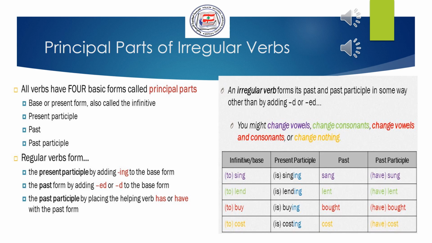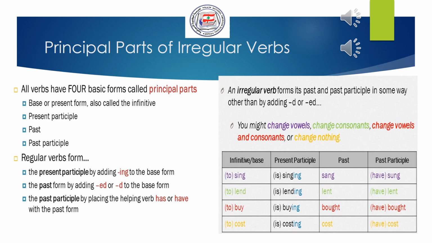And now let's see together how the past and the past participle are formed for the irregular verbs. An irregular verb forms its past and its past participle in some way other than by adding d or ed. You might change vowels, change consonants, change vowels and consonants, or change nothing. As you see in the chart below, we have the base form, the present participle form, the past, and the past participle form. For example, the verb sing. The present participle is singing, the past is sang, and the past participle is sung.